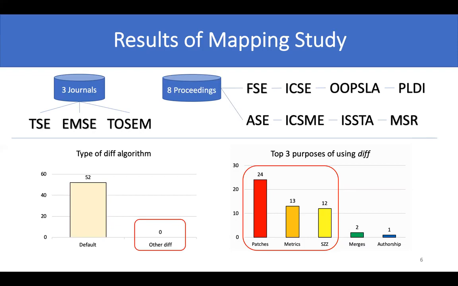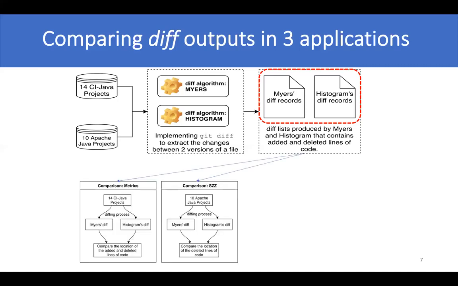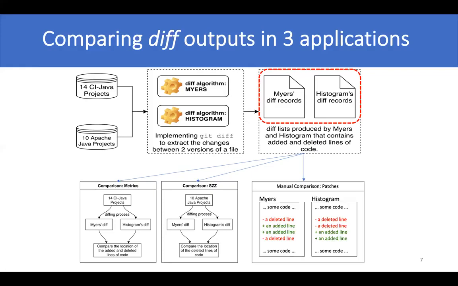Based on these top 3 popular usage of the git diff in previous studies, we conducted an empirical analysis to compare the diff outputs generated by 2 popular diff algorithms, that is, Myers and histogram. We applied the 2 algorithms in 3 applications, collecting metrics and identifying bug introducing changes using SZZ algorithm, and manual comparison on patches.